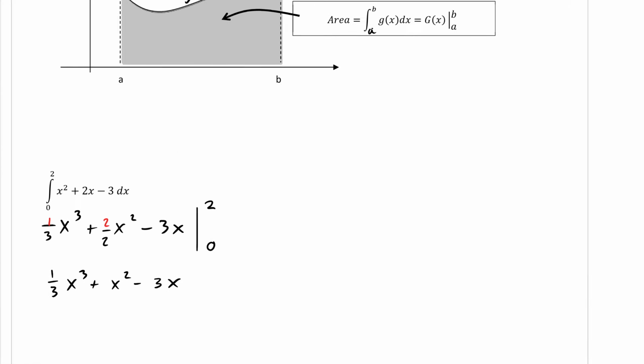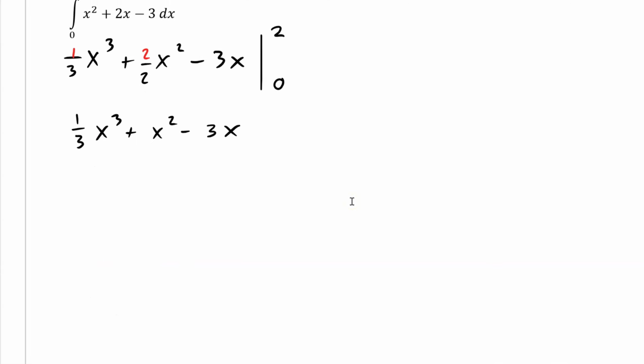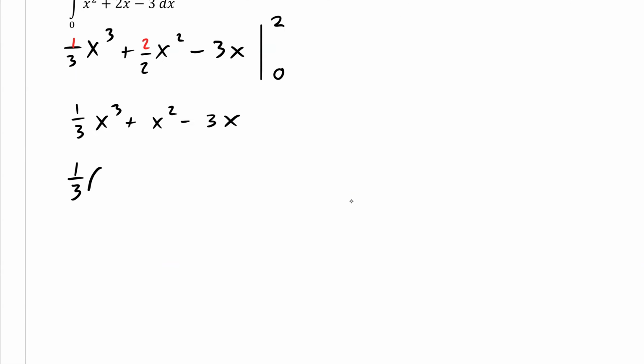And if you look at our little rule here, what it means is this is our antiderivative, so this is our g of x, capital G. What we're going to do now is plug b into it, and then plug a into it, and then subtract. So it looks like this. So we plug in 2, put that in blue.